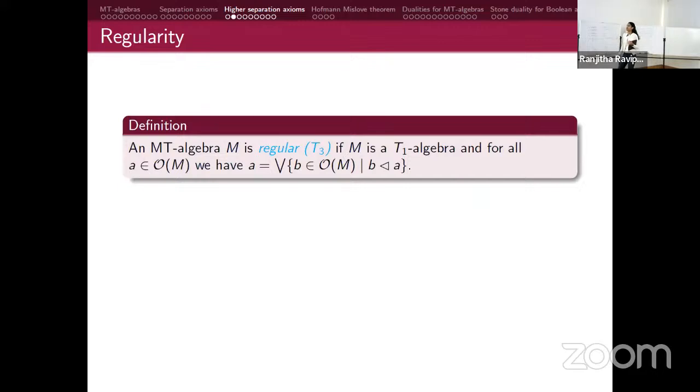So what is a regular algebra? A regular algebra is one that is a T1 algebra and all the opens are joins of opens B such that B triangle A. Why do we need to add this T1 condition? Once the opens are frames, it's the same as before, and we will see that in a while. But I need this T1 algebra because I want to generate everything with closed sets. But this V is nothing but an open. The moment I have that open, I can immediately generate it.